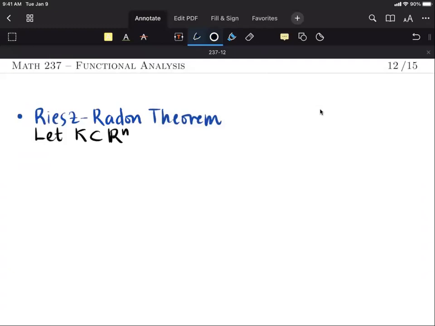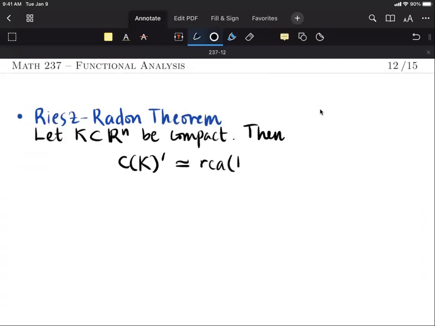So you take K to be S in the previous example. Then the dual of the space of continuous functions is isometrically isomorphic to the space of regular countably additive Borel measures in K. More precisely, let us denote the map by J again. So the map J from RCA to the dual.